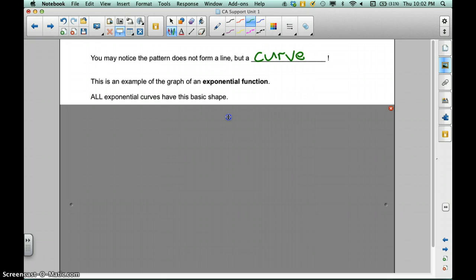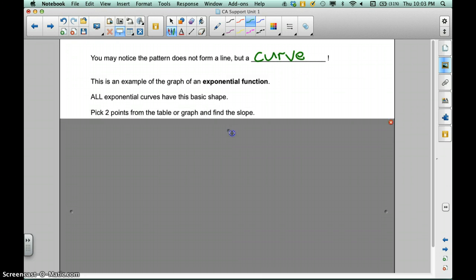All exponential curves have this basic shape. Now they might sort of be flattened out or made taller and narrower. Well, looks taller and narrower. They might even be flipped over. But the basic shape of this curve is the same.